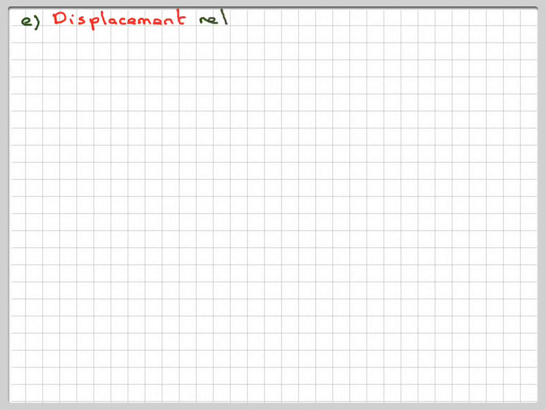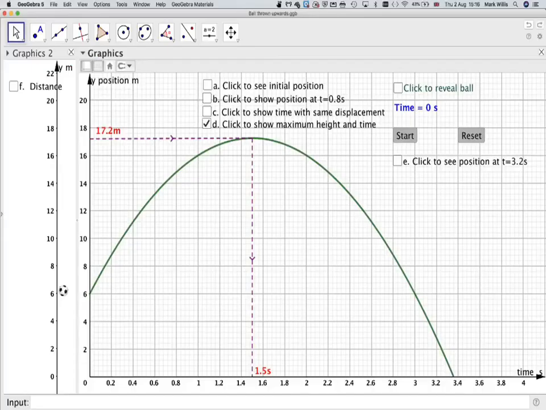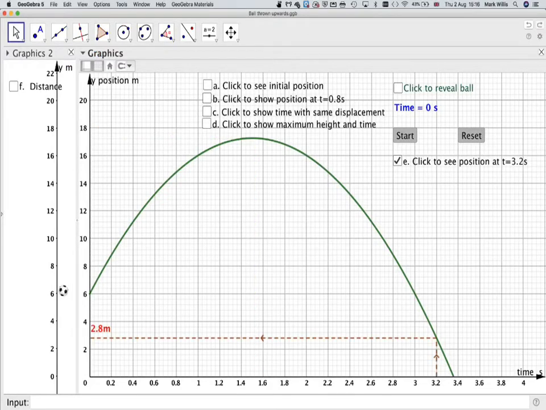Right, the displacement relative to the starting position at t equal to 3.2. If we go back to our GeoGebra applet, unclick this one, and click this one. We find 3.2, read up our graph, and we get 2.8. Make sure we read the scale properly. 2.8.